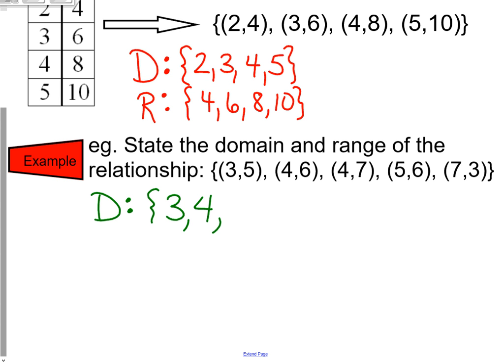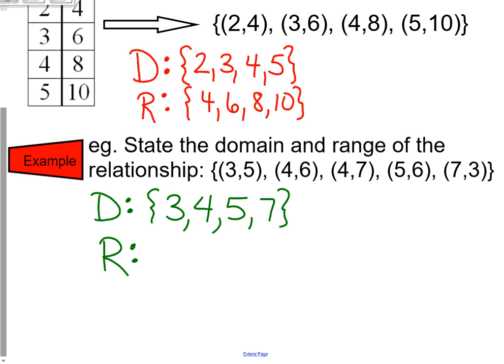Okay, so when there's duplicate inputs or duplicate outputs, we do not write them twice. Once it's represented once, then we stop. So in this case, I'd write a 3, I'd write a 4, but I would not include another 4. I would continue on and look at the rest of my inputs. I have a 5 and I have a 7. So here we go. That would be my domain.